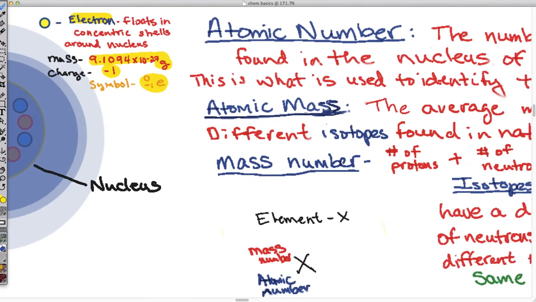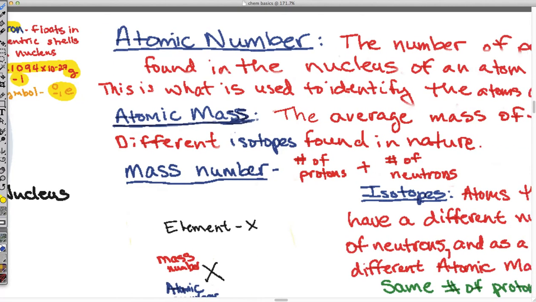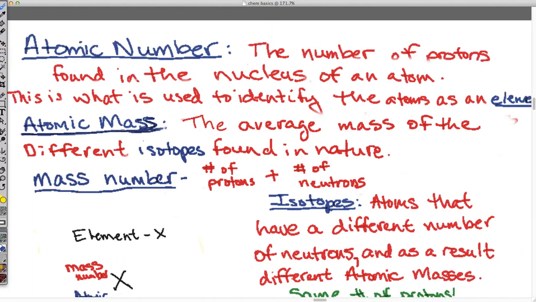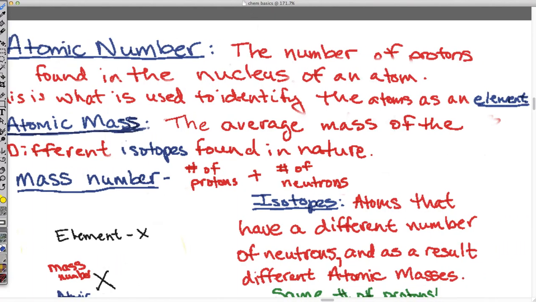That's more quantum physics. We're doing general chemistry. So here are a few other terms that you should be familiar with. The atomic number. The atomic number is going to be the number of protons found in the nucleus, and it's going to be responsible for determining the identity of the element itself.